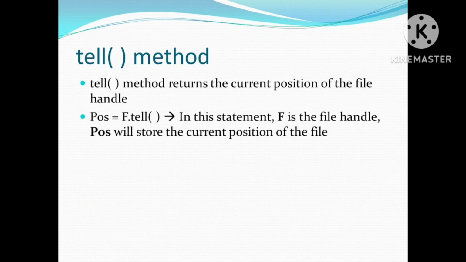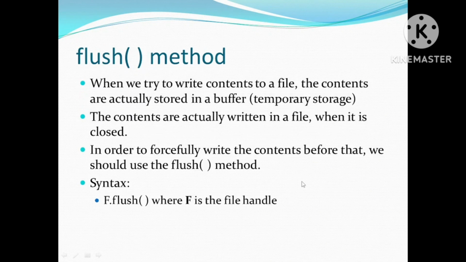Okay. Then the tell method is to fetch the current position of the file, where the present file handle is, which byte it is currently placed. To get that number, you have to use the tell method. So f.tell will give you the current position of the file handle. Because to overwrite or update the content of the binary file, first you have to find where that file handle is and then overwrite the content. So you have to use the tell method first.